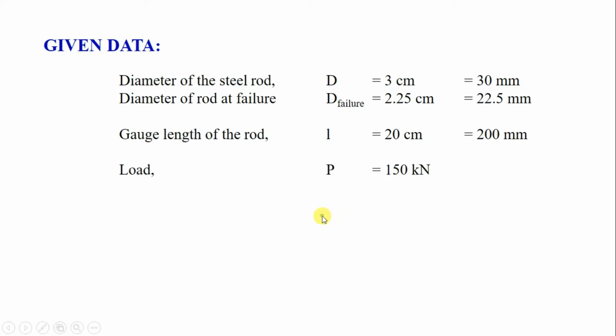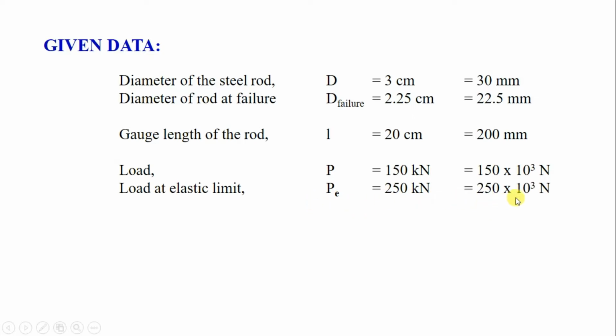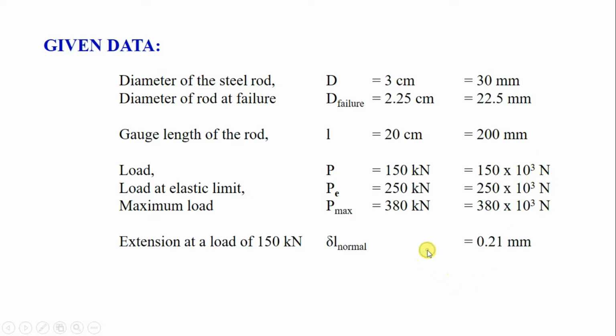There are 3 loads given in the problem. One is 150 kN, that is 150 × 10^3 Newton. The load at elastic limit P_E is 250 kN, that is 250 × 10^3 Newton. And the final load, that is the maximum load, is given as 380 kN, so it is 380 × 10^3 Newton. With these 3 available loads, we have to calculate all those things which are asked in the question. And there are 2 extensions. At 150 kN, the delta L is 0.21 mm. Total extension delta L is 60 mm.